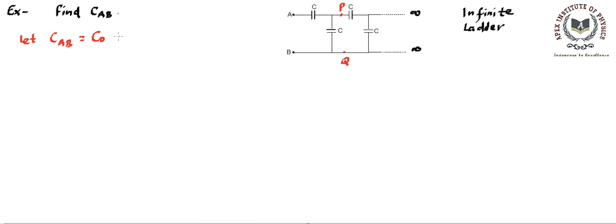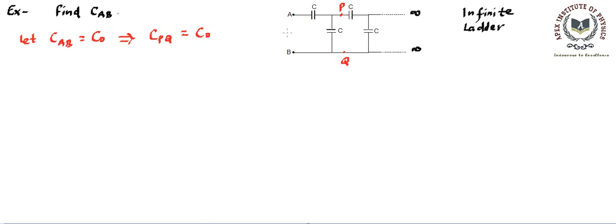That will allow us to claim that the equivalent capacitance between P and Q points will also be the same as that between A and B points. Are you getting this point? That's an important point that we are using. Let me say it again.